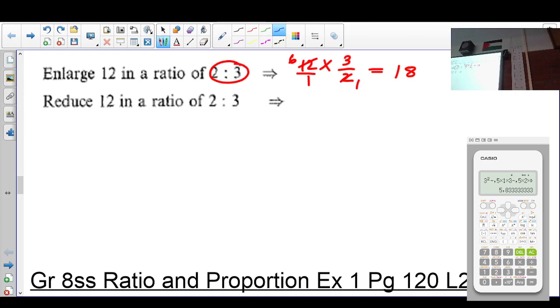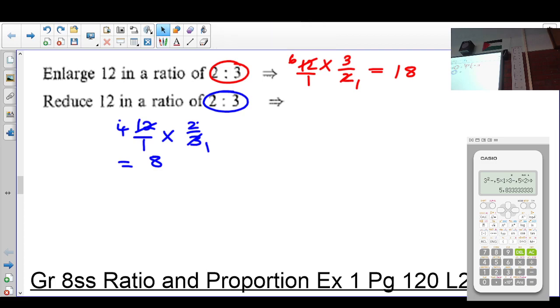The next one says reduce 12 in the ratio 2:3. So what will you say here? 12 over 1 multiplied by 2 over 3. So 3 going to 3 ones, 3 going to 12, 4 times. 4 times 2 is 8 over 1, and as you can see, 8 is less than 12. Do you guys understand? Simple, no? I can't make it simpler than this. Alright?